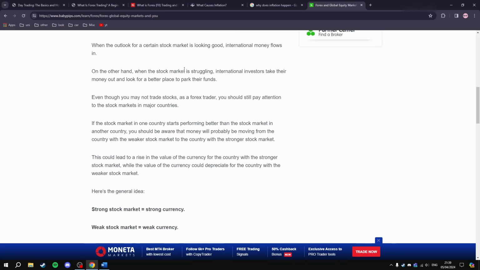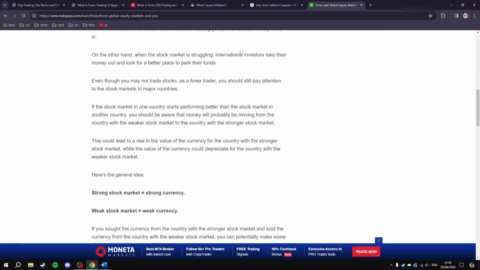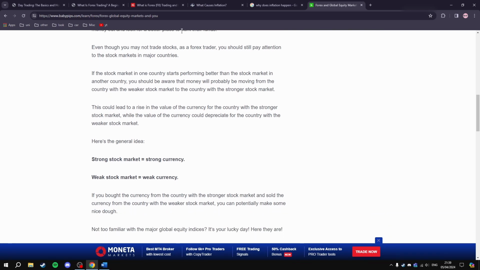When the outlook for a certain stock market is looking good, international money flows in. On the other hand, when the stock market is struggling, international investors take their money out and look for a better place to place their funds. Even though you may not trade stocks, as a forex trader, you should still pay attention to the stock market in major countries.